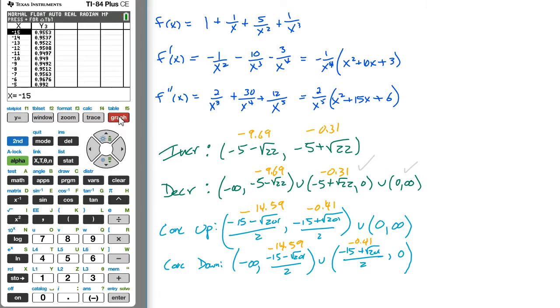And I'm noticing that the y values are varying from about 0.949 through, if I go to negative 20, about 0.962. So we want to go a little bit below the lowest point we're interested in. If we're interested in 0.949, I'm going to go to 0.94 as my Y min. Again, the table is helping us get the right window.